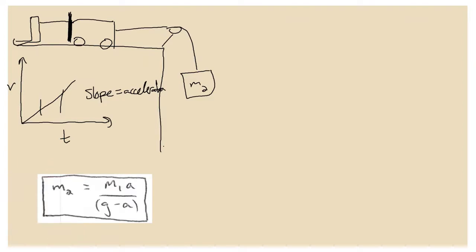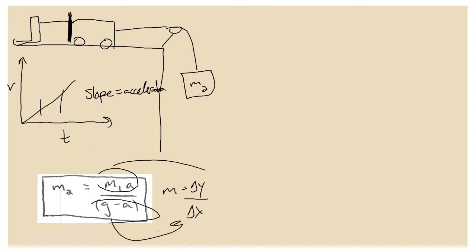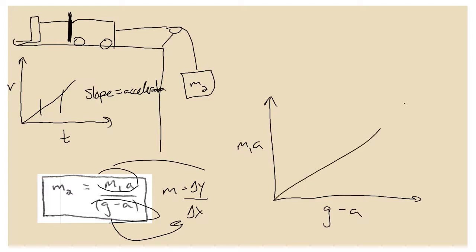Now, this looks a little funny, but this equation does take the form of delta y over delta x, where everything that's in the numerator should be plotted on the y-axis, and everything that's in the denominator should be plotted on the x-axis. And so when you plot m1a on the y-axis and g minus a on the x-axis, sure enough, you get a graph with a straight line. And when you calculate the slope of that graph, the slope will, in fact, be equal to m2.